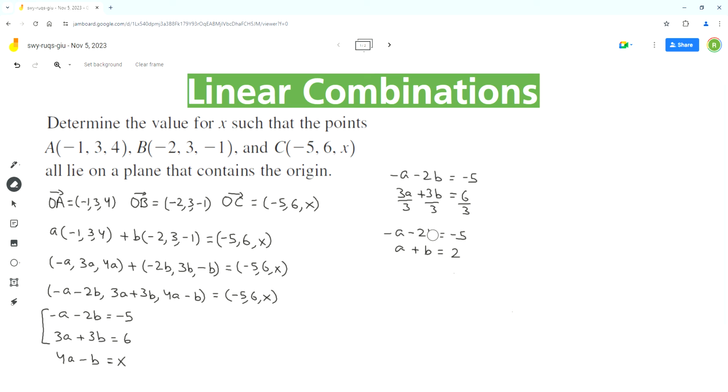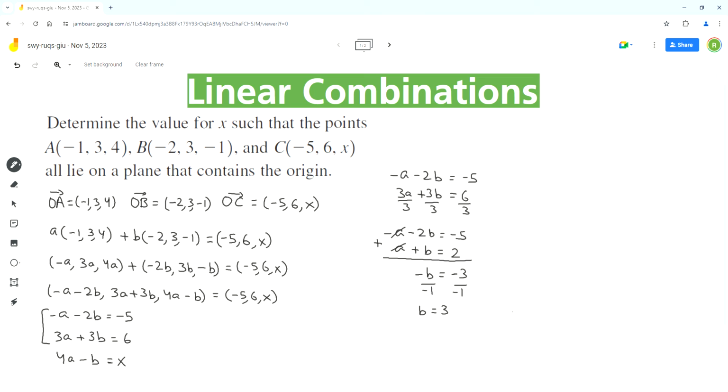So this is a linear system with variables a and b. Now we can solve these two equations to find the values of a and b, and we can use the elimination method. So if we add these two equations, the a terms get cancelled out, and negative 2b plus b is equal to negative b, and negative 5 plus 2 is equal to negative 3, and we can divide both sides by negative 1. So b is equal to 3.